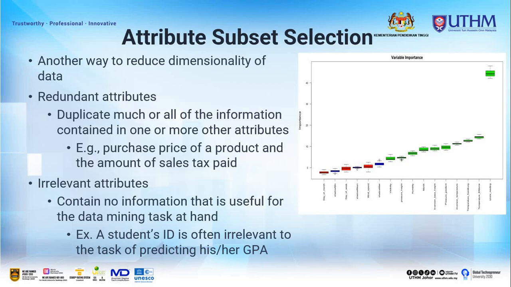Next is attribute selection. Attribute subset selection also reduces the dimensionality of data. The purpose, obviously, is to reduce dimensionality. It focuses on identifying and retaining only the most important attributes. This one is not features, it's supposed to be attributes.